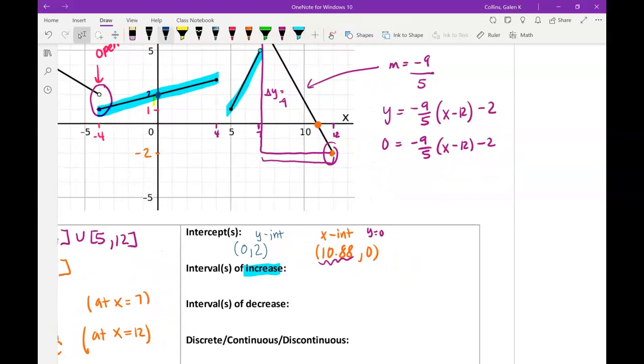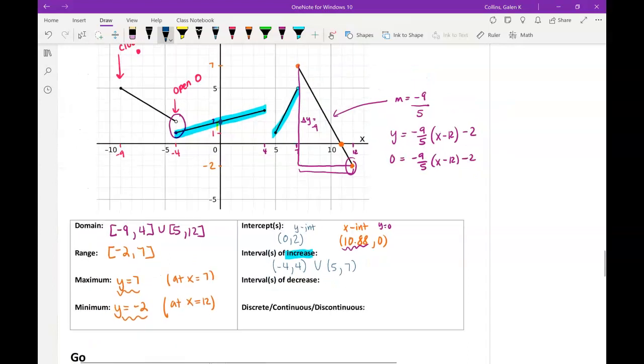Okay, so my intervals of increase, I don't really need to worry about the open or closed circle. I'm not going to include the endpoints of the intervals. So from -4 to 4, I'm increasing. But then we said from 4 to 5, the function doesn't exist. But then from x equals 5 to x equals 7, I'm increasing.